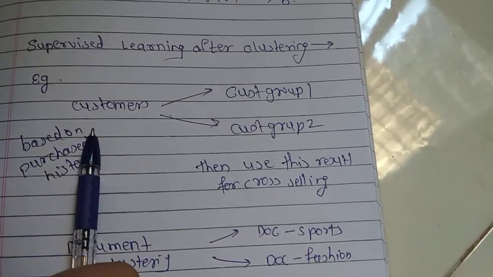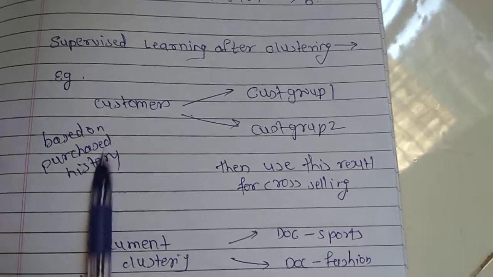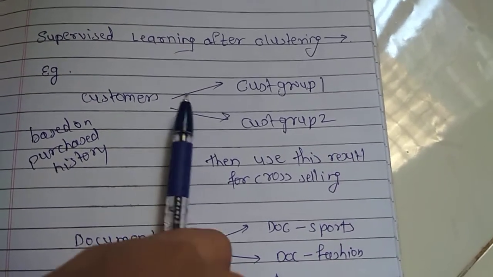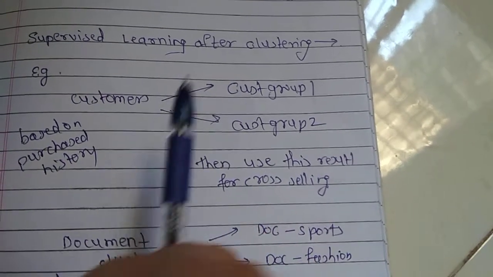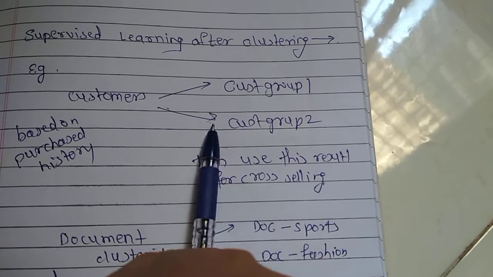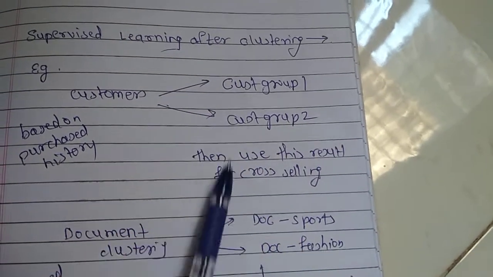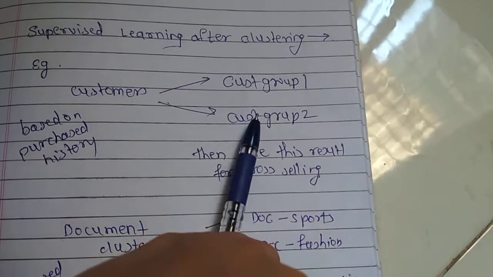So we take an example. Suppose we gather the customers' data based on the purchase history, that this particular customer always purchases this type of items. So according to that purchase history, we divide the customers into customer group 1, customer group 2, like this. Then we use this result for cross selling. So this is an example of supervised learning after clustering.